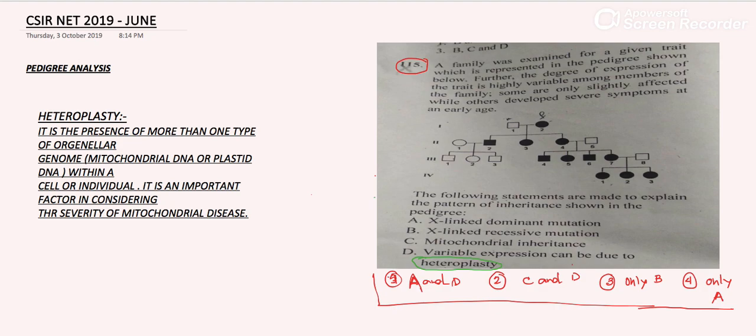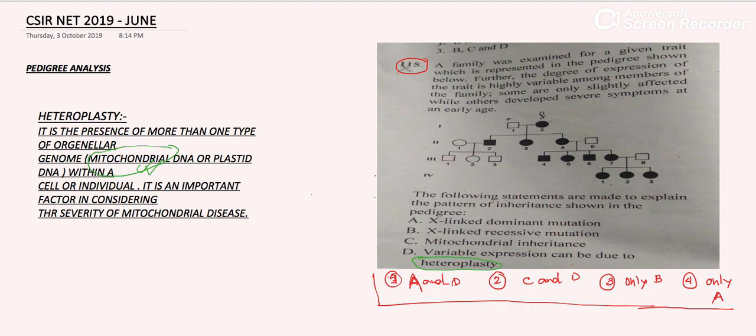We all know that, but besides our nuclear DNA, our cells also contain many organelles that have their own DNA, like mitochondria. Plastids are absent in humans and animals; plastids are only present in plants, we all know that. That's why mitochondrial DNA may be present here, and it is an important factor in the severity of mitochondrial disease.